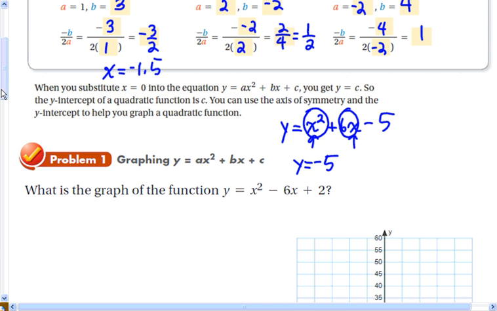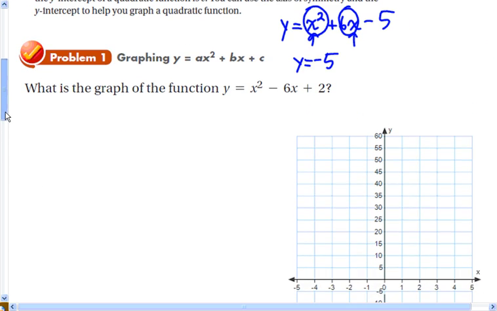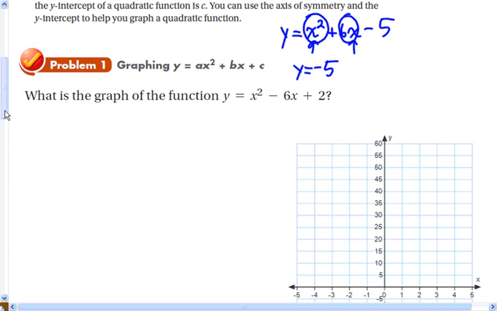So a couple of important things that you can use to help you graph. We're going to use the idea that the graph will be symmetrical, it's a parabola, and we're going to find the axis of symmetry, which tells us where there's a line of reflection, and then we're also going to find the y-intercept.